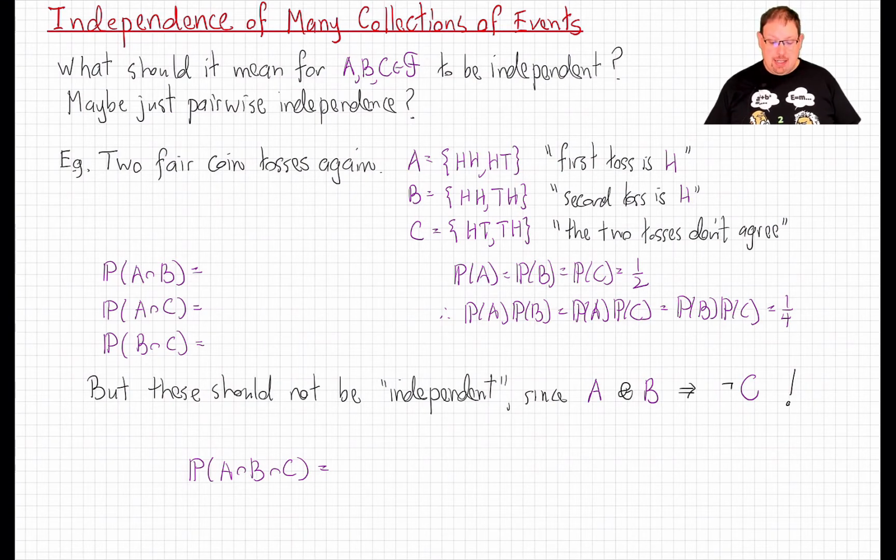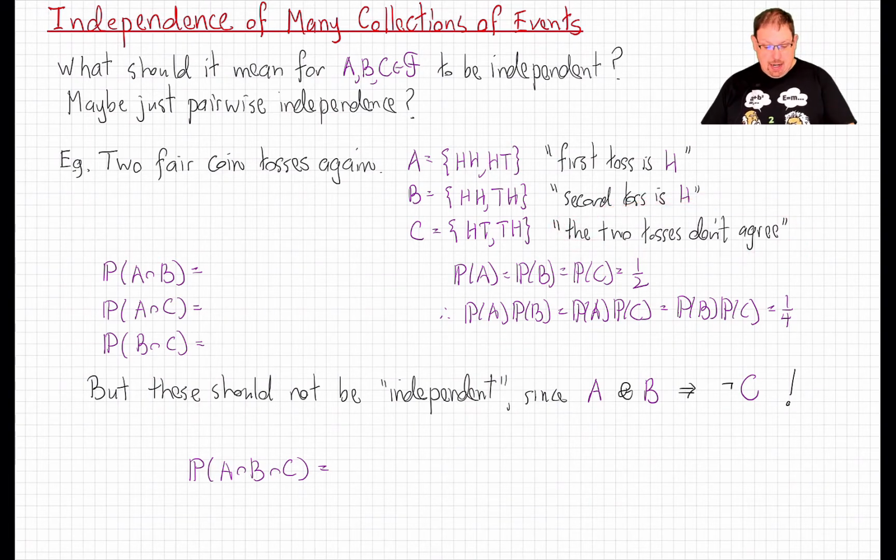So let's look at an example of pairwise independence. Let's take two fair coin tosses again and consider the following three events. The first event, A, is that the first toss is a head, like before. The event B is that the second toss is a head. And the third event, C, is that the two tosses are different from each other.